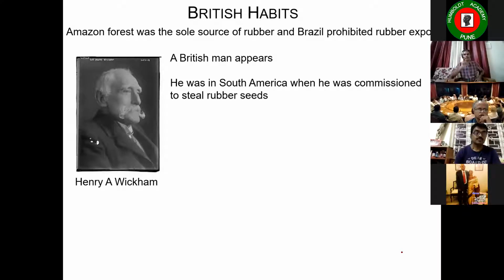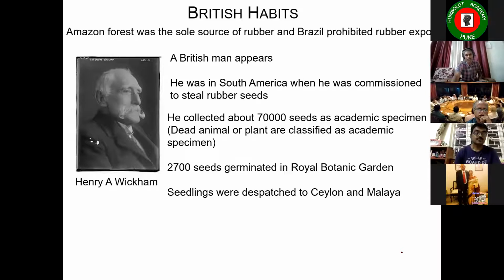Then he was commissioned to steal rubber seeds, like Robert Fortune was hired to smuggle out tea seeds, right? So he collected 70,000 seeds as academic specimens. He didn't have to pretend like Fortune, but he could say that he was collecting academic specimens, although it's a lie, because in the Brazilian parlance, a dead animal or plant can be an academic specimen. A viable seed cannot be an academic specimen, but a British guy told them that these are academic specimens.